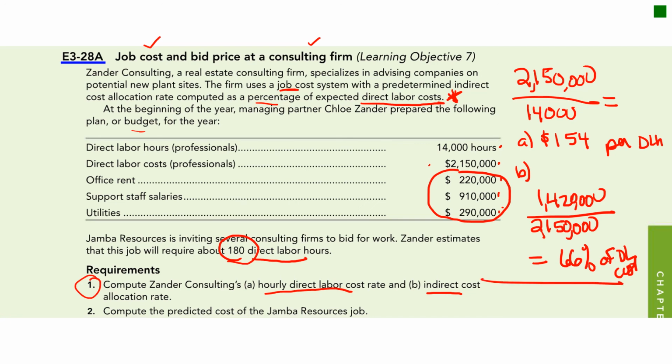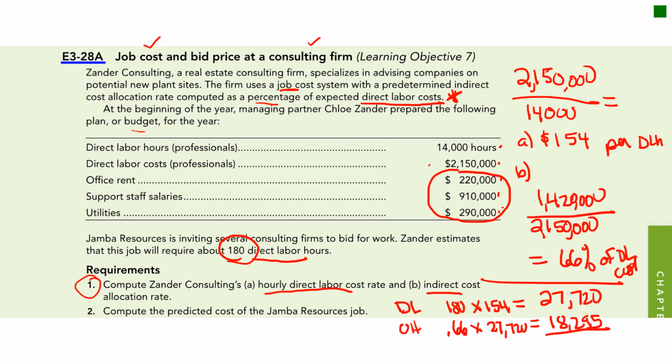Now, part 2 says compute the predicted cost of the resources job. So you got two aspects here. You don't have inventory, but you're going to have direct labor and you're going to have overhead. So for the direct labor aspect of it, we know it says 180 hours at an hourly rate of 154. So you multiply 180 by 154. That's a total cost of $27,720 for the direct labor. For the overhead, you're going to use that overhead rate, which is 0.66, and multiply that by the direct labor cost, which is $27,720. We just figured that part out. That's going to put you right at $18,295. So then you just add these together. You would predict a total cost of about $46,015. That would be your cost prediction using these amounts.